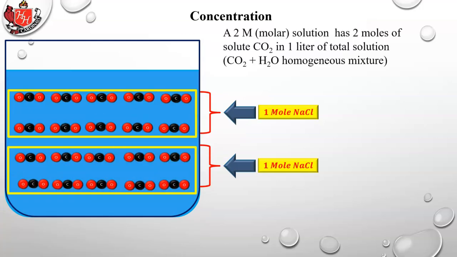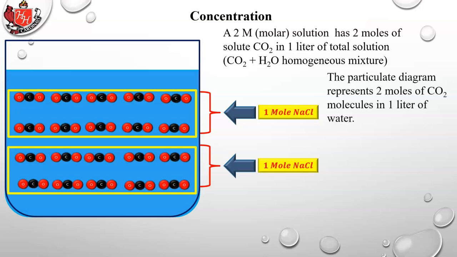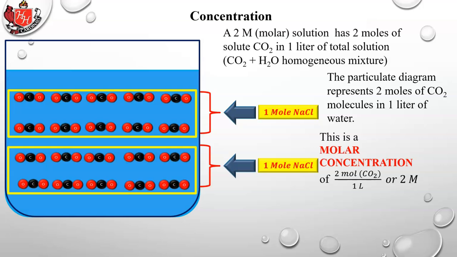A 2 molar solution has 2 moles of solute, CO2, in 1 liter of total solution, the two of them mixed together. That's a homogeneous mixture. So the particulate diagram represents 2 moles of CO2 molecules in 1 liter of water. So this is a molar concentration of 2 moles CO2 over 1 liter of solution. That would be a 2 molar solution.